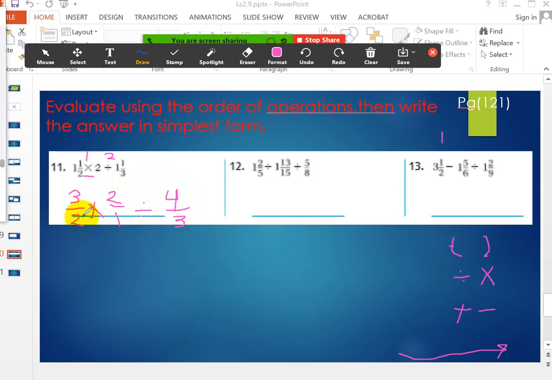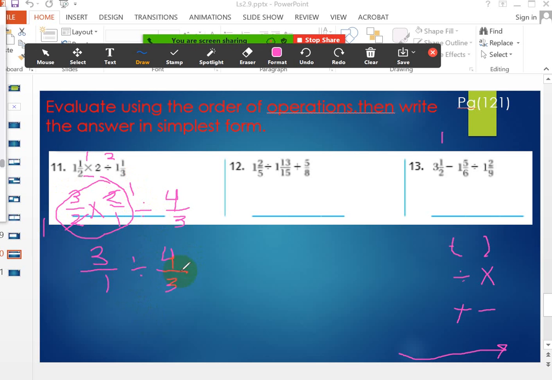First thing, I will do the multiplication, 3 multiply 2. But before the multiplication, I have two numbers able to divide on the same common factor, which is 2. So 2 divided by 2 equals 1, 2 divided by 2 equals 1. Now 3 multiply 1 equals 3, 1 multiply 1 equals 1. So this will be 3 over 1 divided by 4 over 3. Okay? Now I made the multiplication. Now I will do the division.